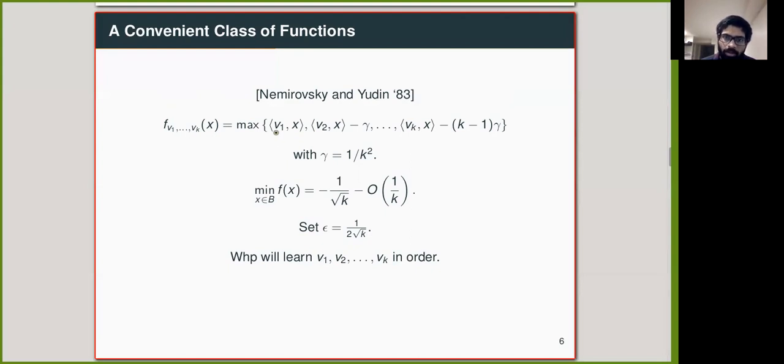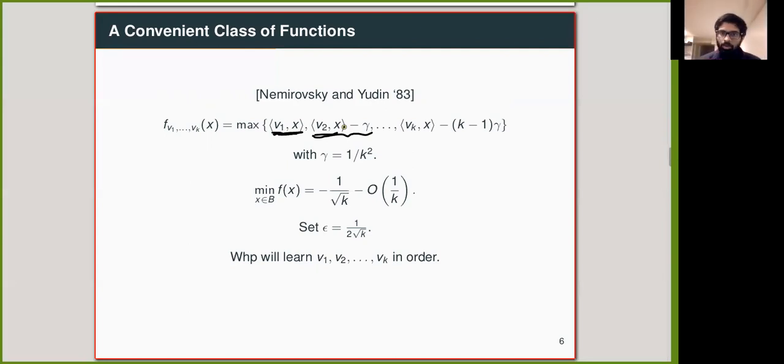In our first query, all of these are going to be exponentially small, but the second term as a whole is going to be exponentially close to minus gamma. The third term will be exponentially close to -2 gamma, and so on. So the maximum is going to be the first term. So we learned V1 in the first query.